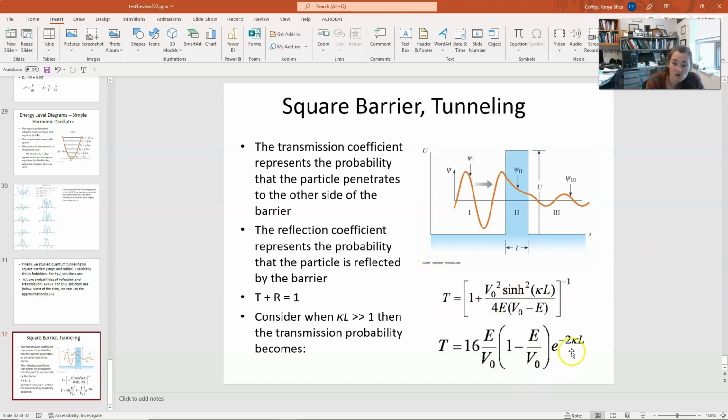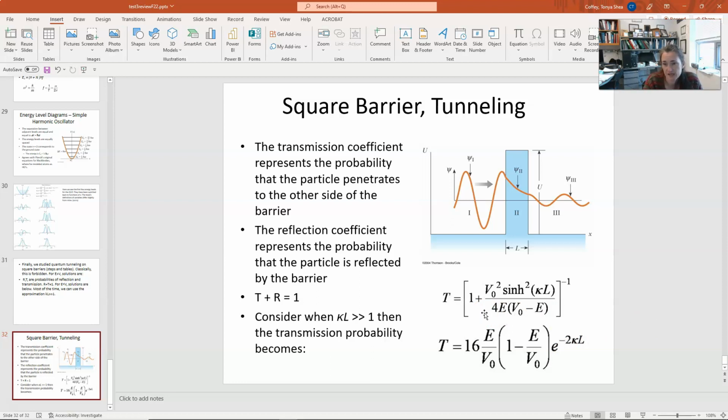Now, this can be approximated in a couple of different ways. One way to approximate it is just the straight up physics GRE way, which is the transmission probability is basically the same as e to the minus 2 kappa L. Or if you want to, you can leave the coefficients out front. So in that case, if you want to be more precise, the transmission probability can be approximated as 16 E over V0 times 1 minus E over V0 times e to the minus 2 kappa L. Okay?